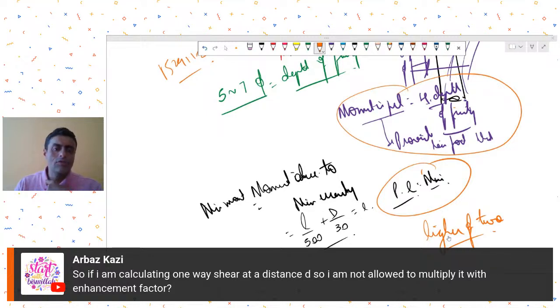Mr. Arbas Kazi is saying, so if I am calculating one-way shear at distance D, I'm not allowed to... Yeah, you are not allowed to multiply it by enhancement factor then. So there are two approaches given by the code. If you are checking for maximum shear force, which is near the supports, if you are designing for that, you are allowed to increase the tau c value by this enhancement factor. That is one of the approaches. Second approach is that instead of designing for maximum shear, you take shear which is at d distance from support. In that case, you are not allowed to take the enhancement factor. Okay. Yes.